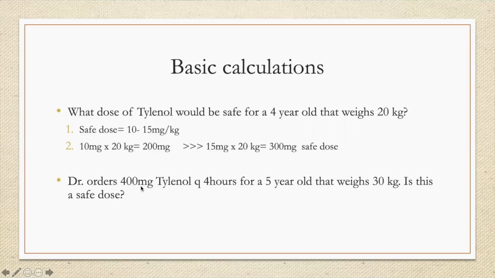So a doctor orders 400 milligrams Tylenol every 4 hours for a 5-year-old who weighs 30 kilograms. Is this a safe dose? Well, let's find out. 10 times 30 is 300. 15 times 30 is 450. Our dose is 400, so yes, it is a safe dose.